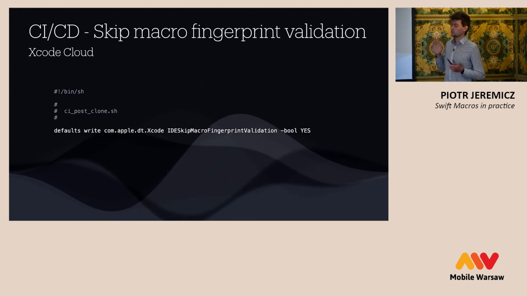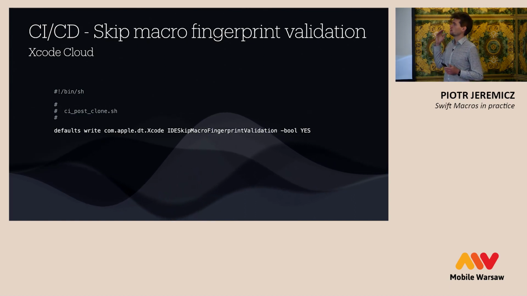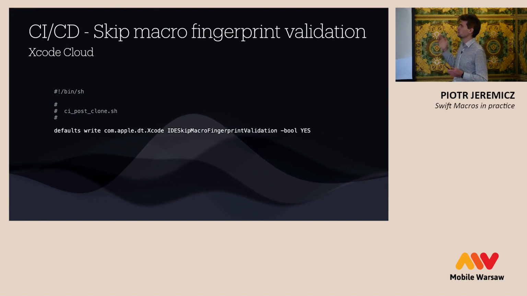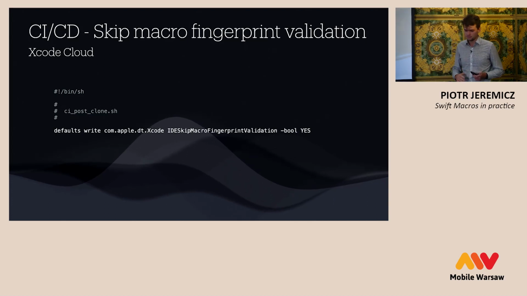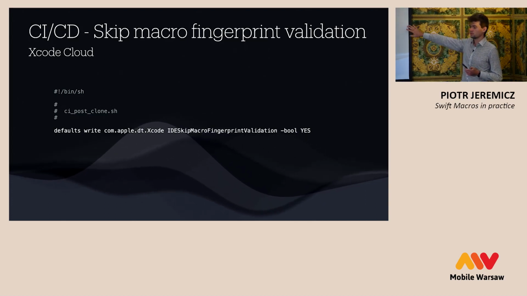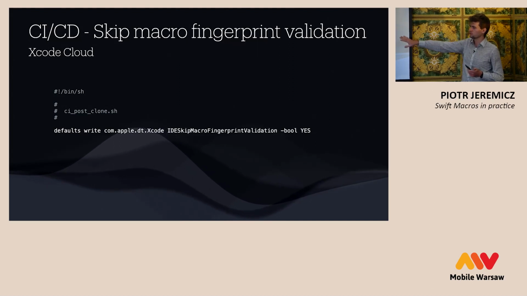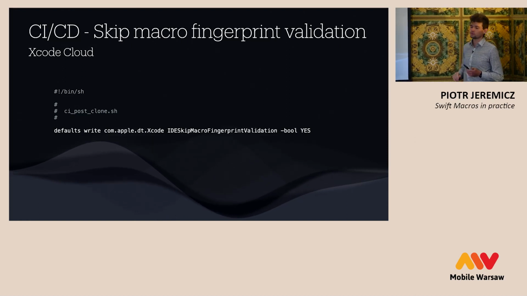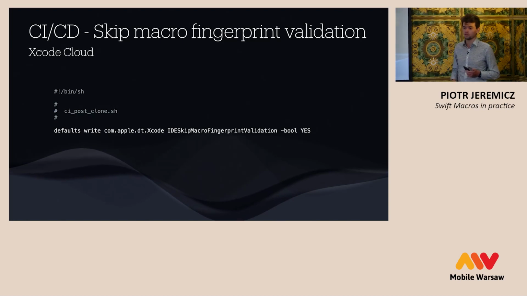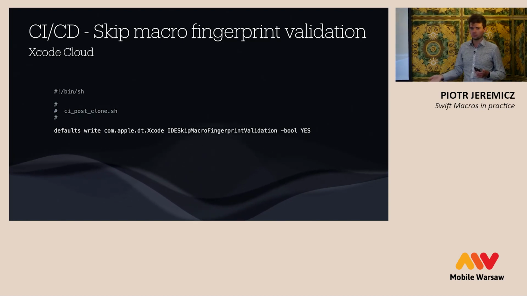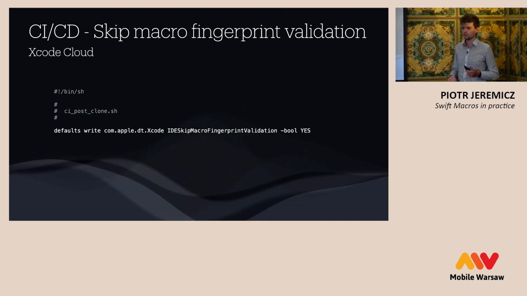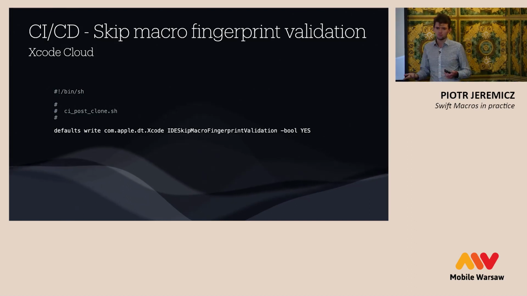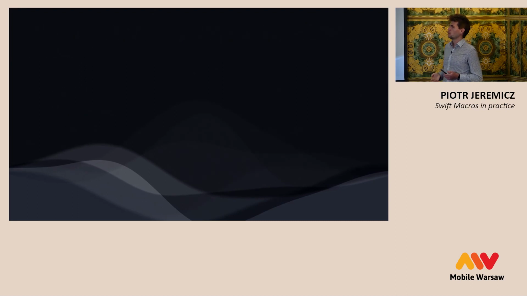Last but not least, if you are using the macro, you must agree to use this macro in the Xcode project. So if you have some continuous integration or continuous delivery, please remember to skip macro fingerprint validation during the process. For example, this is the code for Xcode Cloud. We are using the defaults function to say to Xcode Cloud that we would like to skip fingerprinting. It could be done on Fastlane too, or on any other implementation of CI/CD, but it's really important. If we do not do it, it will not work in our continuous delivery process.